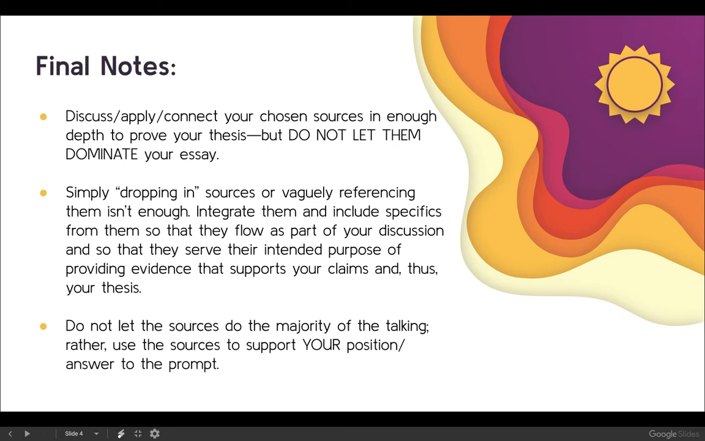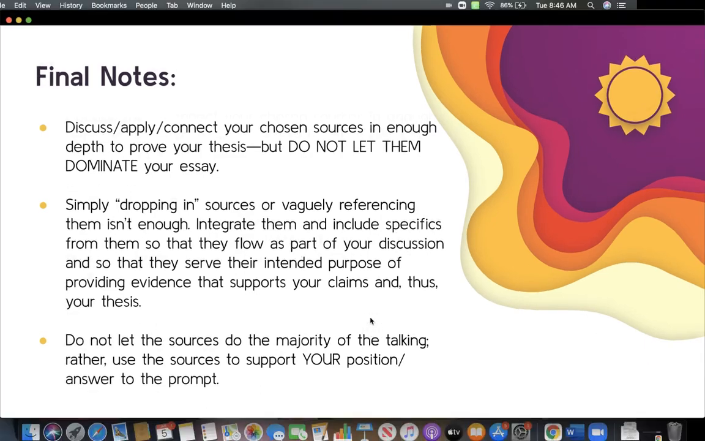Rather than just BSing your way through it, okay? So again, the first bullet point you'll notice and the last one are very similar, because this is one of the biggest things that we see with synthesis essays, in addition to summarizing, okay?